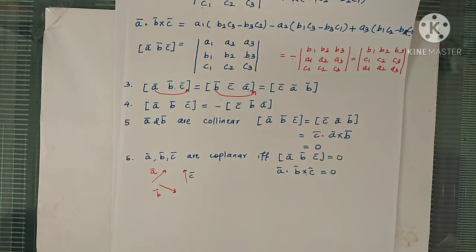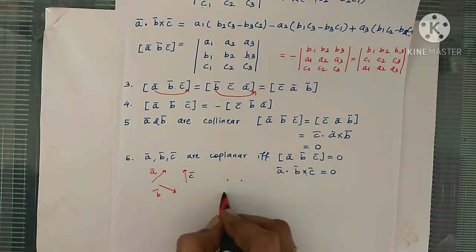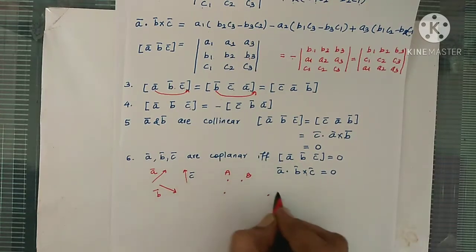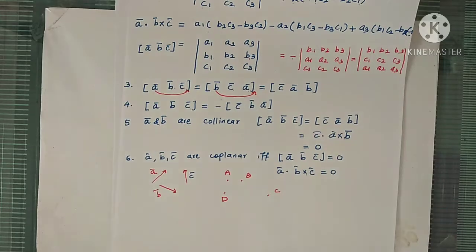But you have to remember that it's a really very important property of the scalar triple product. So whenever we have to prove that three vectors are coplanar, we have to prove that their scalar triple product is 0. Either they can ask for three vectors to be coplanar, or we have to find out whether given 4 points are coplanar or not. So if we have 4 points, say A, B, C and D, and we have to find out whether these 4 points are coplanar, that means they lie in the same plane.